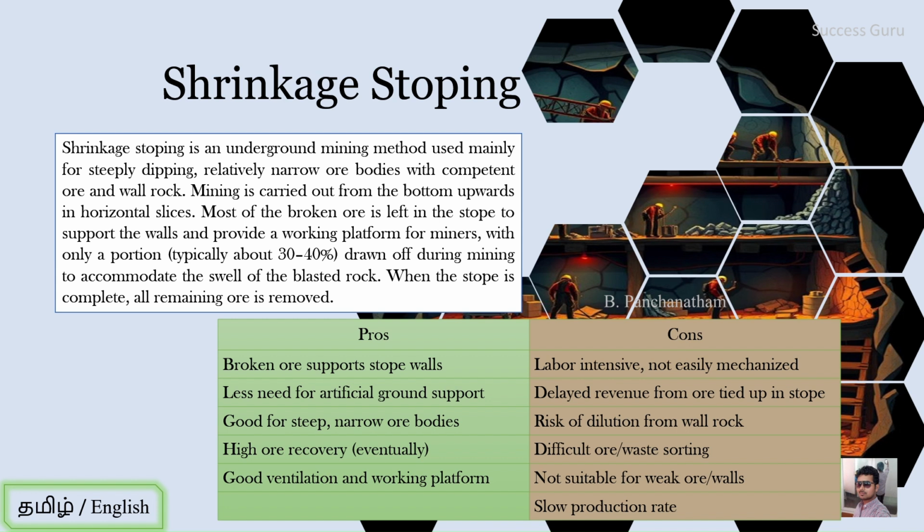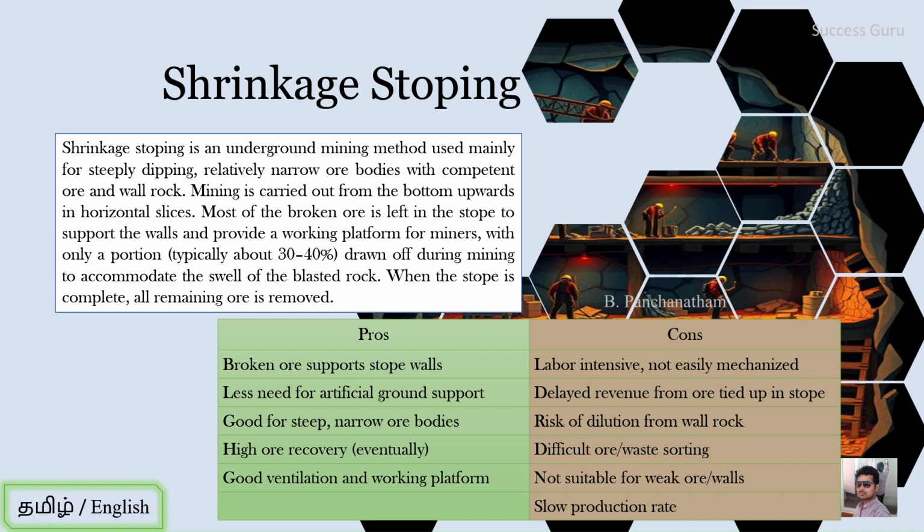Then the cons are labor intensive, not easily mechanized. In the previous heading, sub-level stoping, we can go for full mechanization, right? Here mechanization is not possible as the thickness of the ore is very small. And delayed revenue from ore tied up in the stope. As the ore is broken and kept in the stope itself, the revenue will come very late. Okay, then we have the risk of dilution from the wall rock. As the ore body is along with the rock and sometimes breakage happens, there is a possibility of dilution of the ore body.